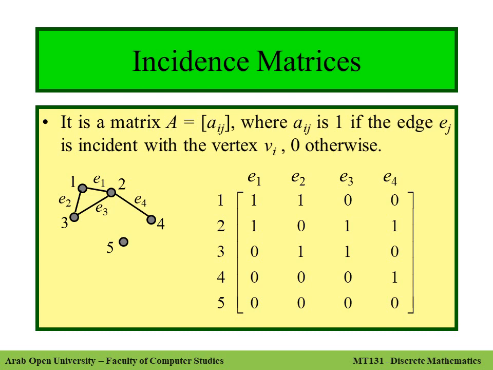Of course, the vertices are labeled. In this case, numbers are used for labels. So the vertices are 1, 2, 3, 4. The edges must also be labeled. E1, for example, is the edge connecting 1 and 2. E2 is the edge connecting 1 and 3. E3 is the edge connecting 2 and 3. Finally, E4 is the edge that connects 2 and 4.